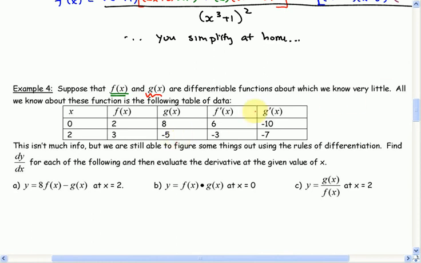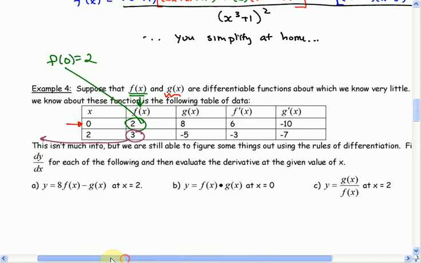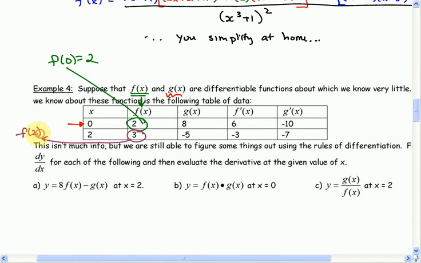All we know is that when x equals 0, that's this row here, f of 0 equals 2. So this number here means that I look down the column, it's f of x. I evaluate it at x equals 0. So this really means f of 0 equals 2. Okay, that's what it means. This number down here means what? Can someone tell me? F of 2, right? So f of 2 equals 3.